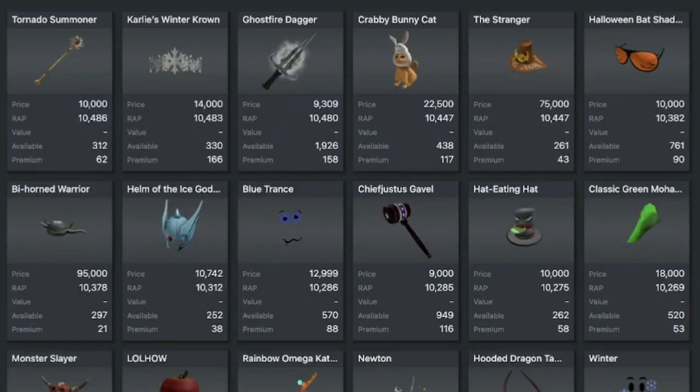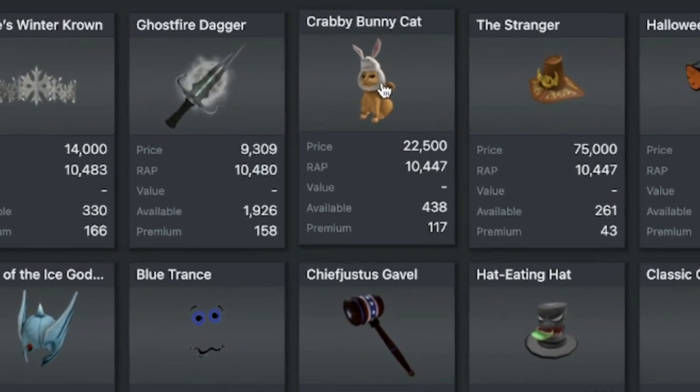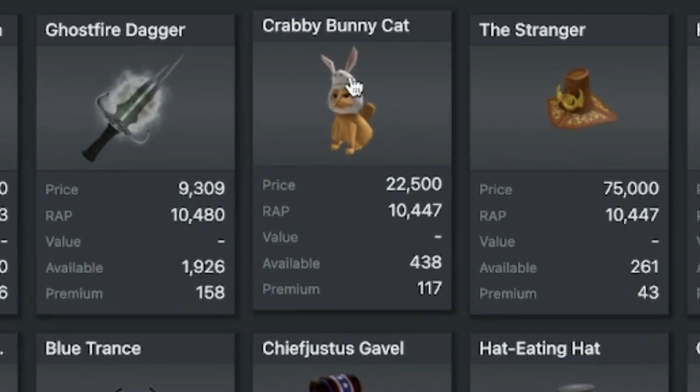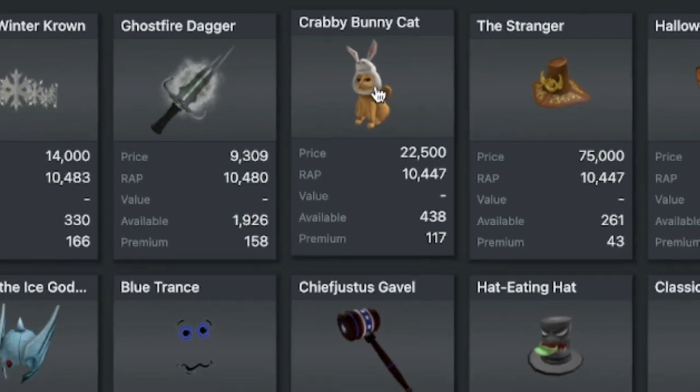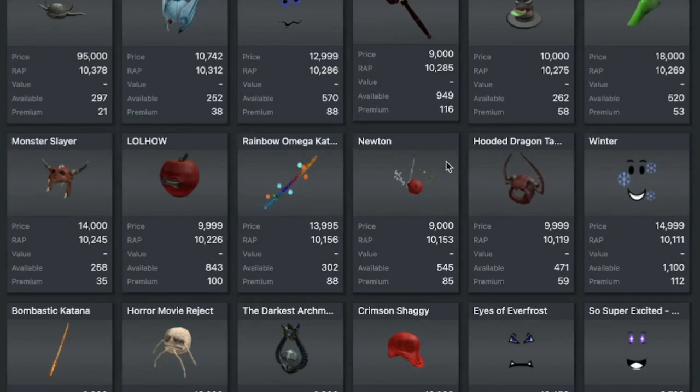Alright guys, I went a little bit down the list to give you a few more examples of demand. For example, if we pull up this Krabby Bunny Cat, this item has a very low demand. It does not look very good, it does not sell very often, it's pretty expensive, and generally people do not really care about this item too much. So this item probably has a very low demand, simply because of how the item looks and how the favorability of it.